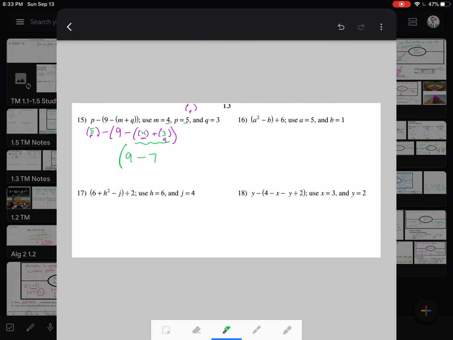So 9 minus 7, and then it's 5 minus 9 minus 7. Okay, more parentheses. Let's keep going here. 5 minus 2. Put that all together to get a final answer of 3. And that's the big idea. It's, again, another application of applying PEMDAS.